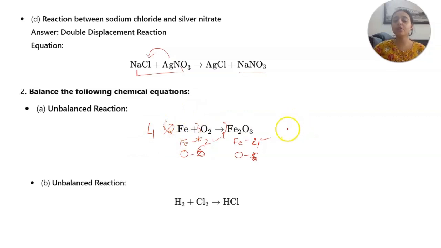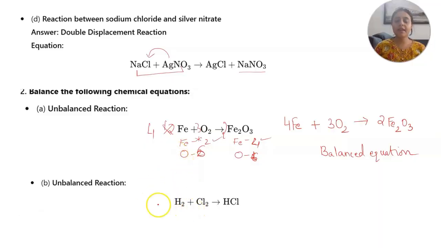So what will the balanced equation be? It would be 4 molecules of iron react with 6 atoms of oxygen, and then it will give out the product. So this is the balanced equation, you can see.